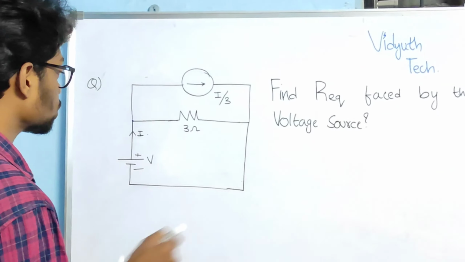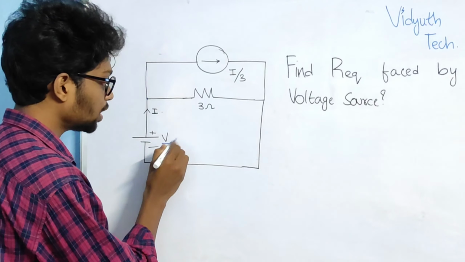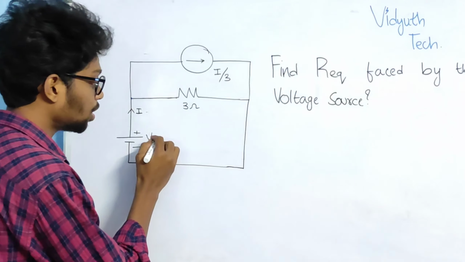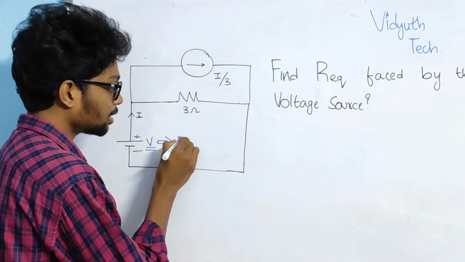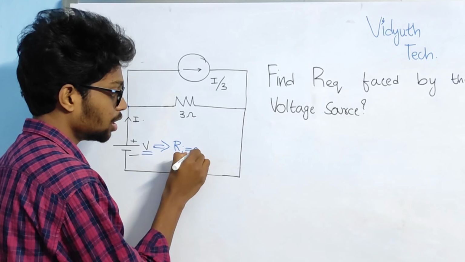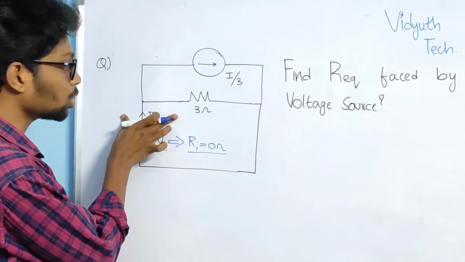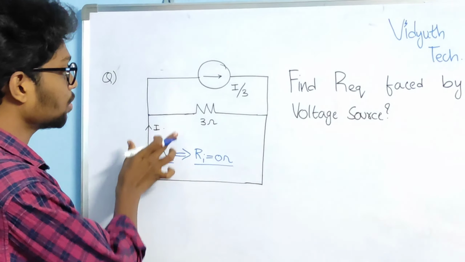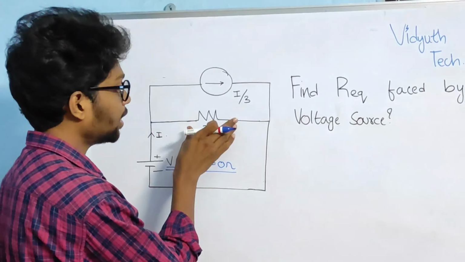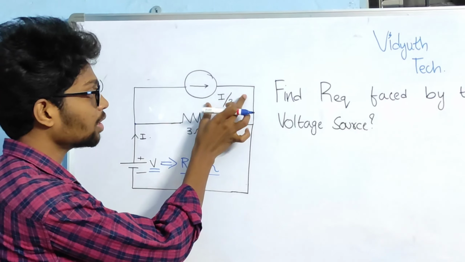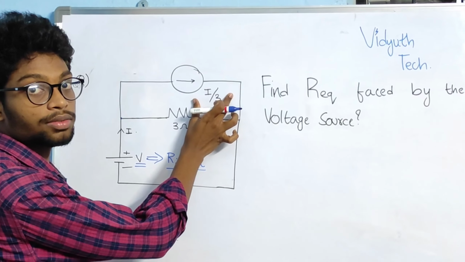Here you can see the voltage source, friends. This is having a voltage value of V. This is the ideal voltage source, because the internal resistance of an ideal voltage source is 0 ohms. Here you can see the total current of I amperes which is flowing through this circuit, and here is the 3 ohm resistance. This is the current source which is having the value of I by 3 amperes.